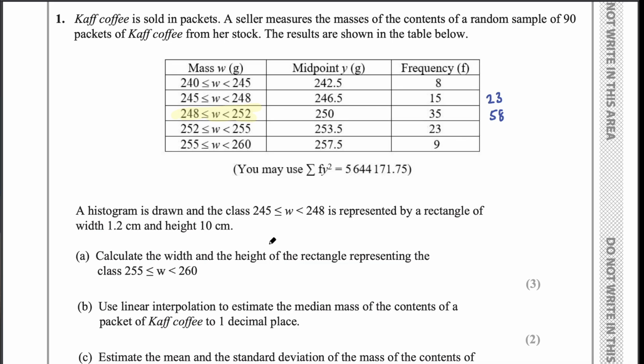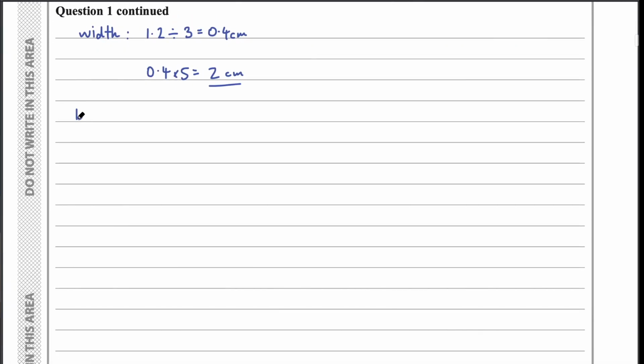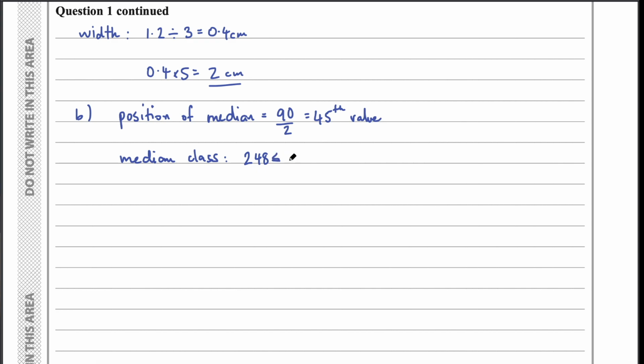So let's go ahead and write some of this down below. So for part B, firstly, we worked out the position of the median, which we said was 90 divided by 2, which is the 45th value. And then we identified the median class, which was 248 to 252.